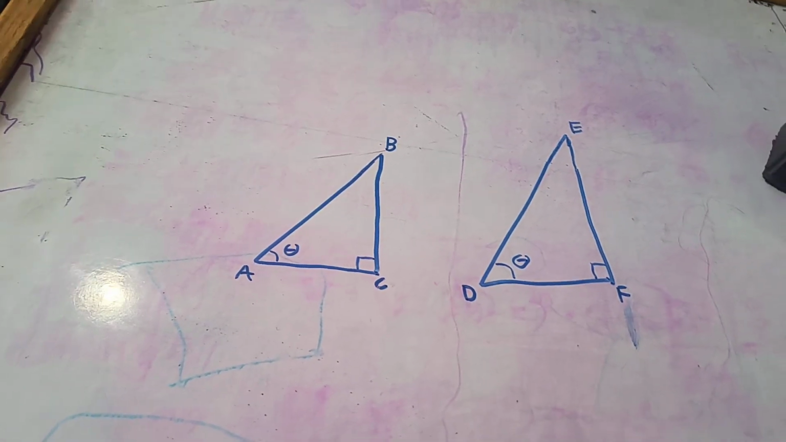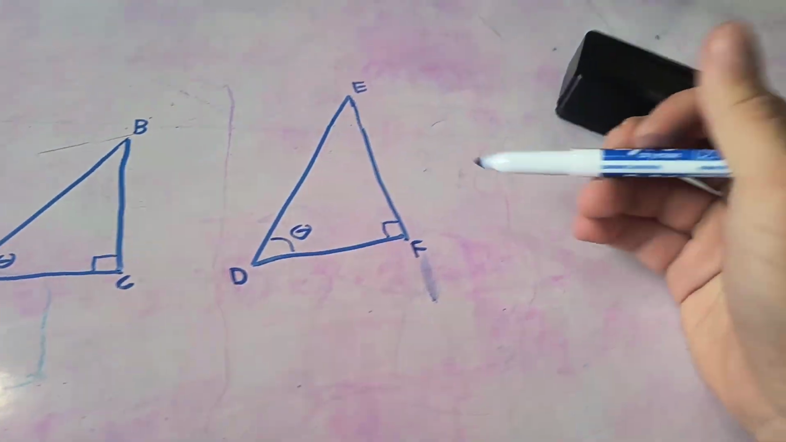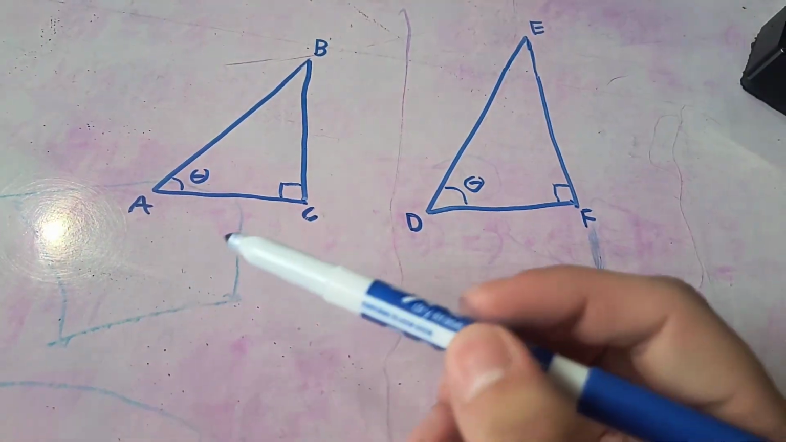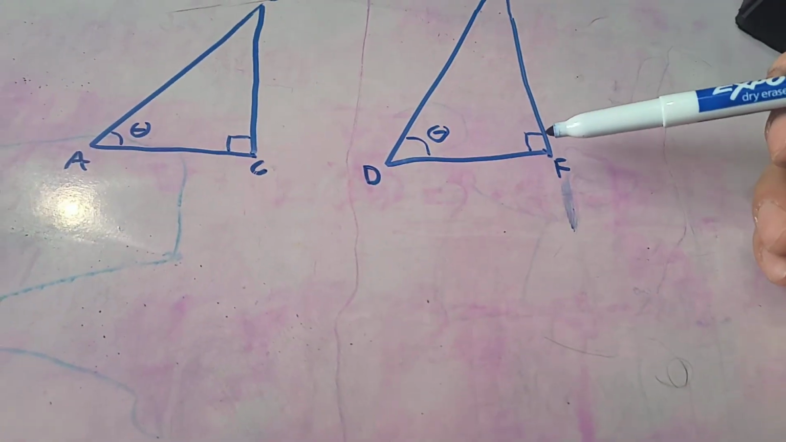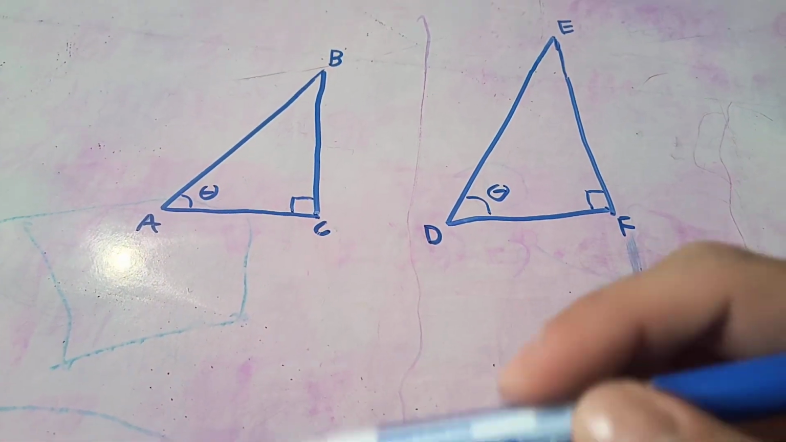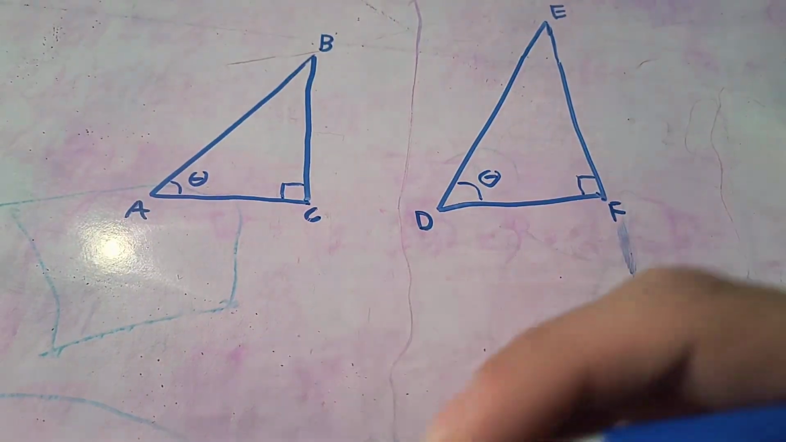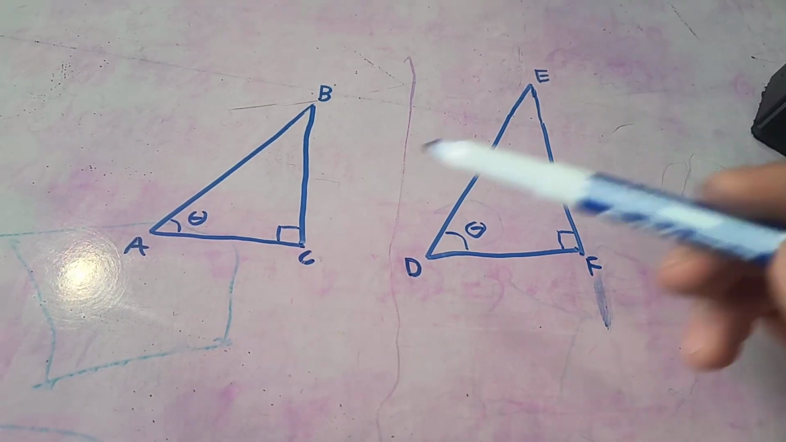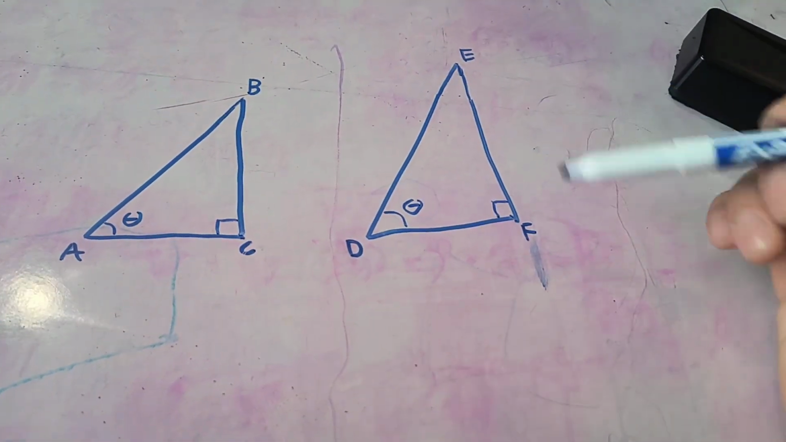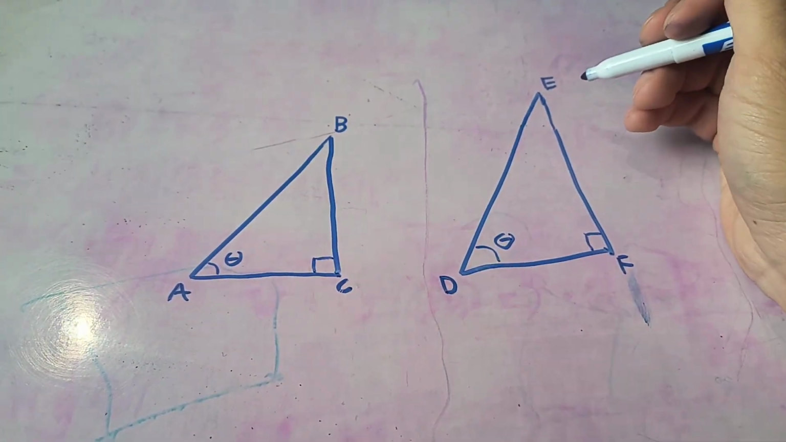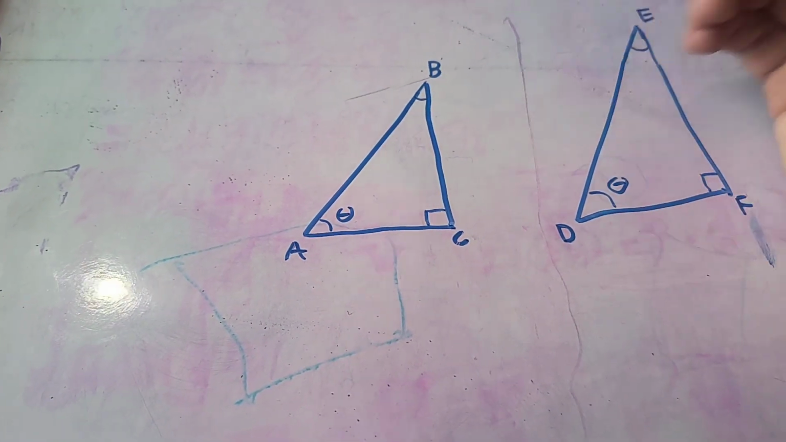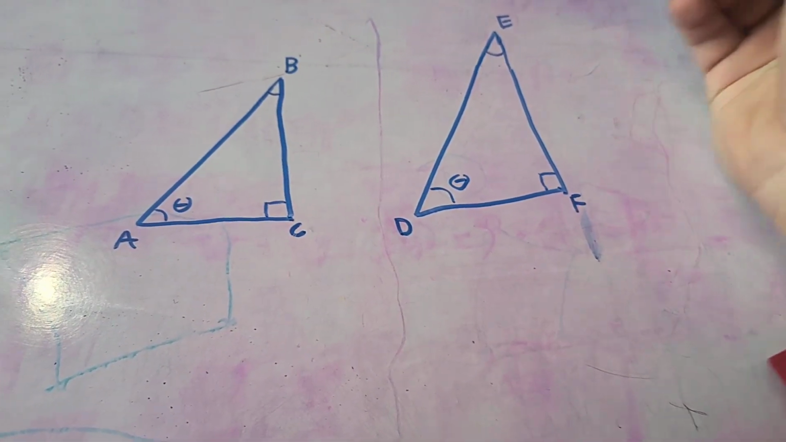Okay, so here I got two right triangles. Now I know I didn't write it very perfectly, but that's fine. They have this right angle in common, and they have this angle theta in common. We're going to call this angle theta. That means that if two triangles have two angles in common, they're going to have a third angle in common, because all triangles have to add up to 180 degrees.